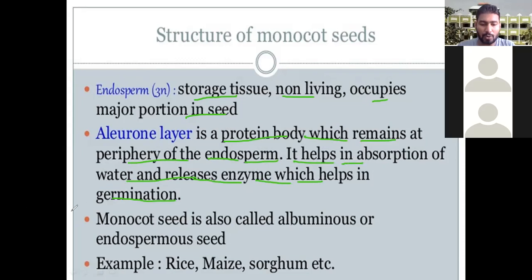Clear? Monocot seed is also called albuminous seed or endospermous seed. Rice, maize, sorghum. Albuminous means they have the storing substance as albumin, meaning that during the growth of this seed, they will not completely consume this endosperm. Rice, maize, sorghum are examples of the endospermous or albuminous seed.